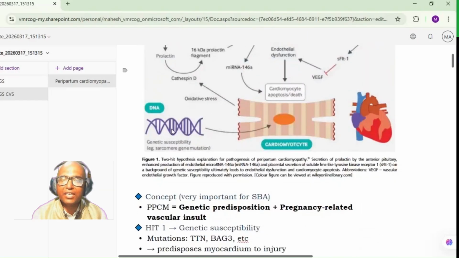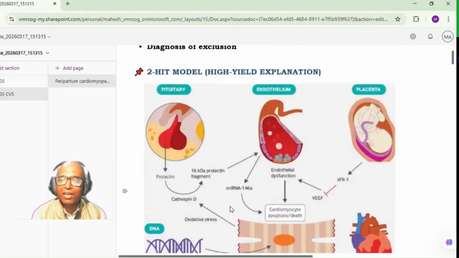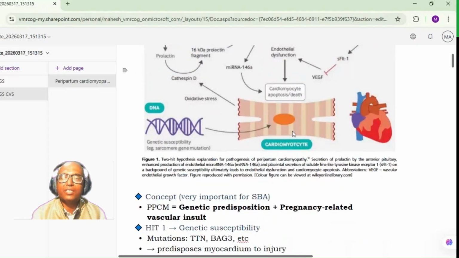So there is a two-hit model. One hit is genetic susceptibility, and the second is the environment created because of endothelial dysfunction from two sources: one from the pituitary increasing the prolactin levels, and the placenta secreting sFlt1 reducing the VEGF level. This 16 kDa prolactin fragment and the reduced VEGF levels will act on the endothelium. They will reduce the endothelial function, and the release of miR-146a will lead to cardiomyocyte apoptosis and death.